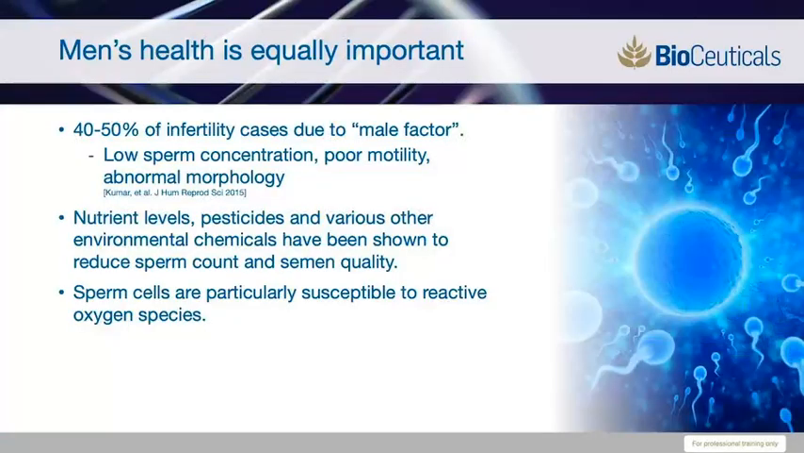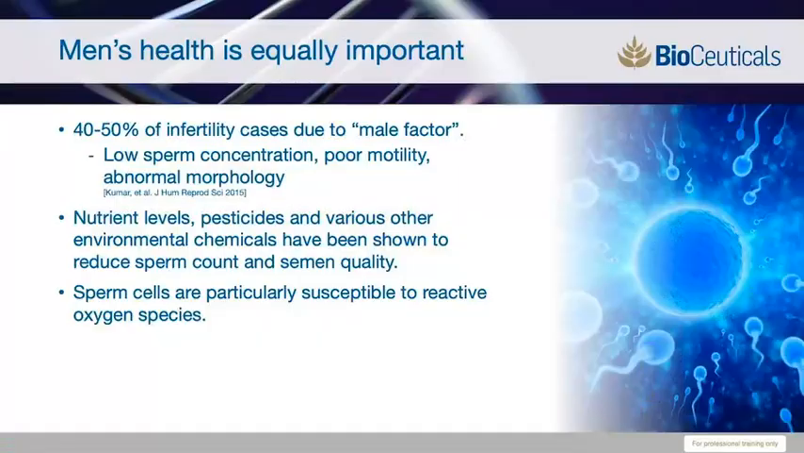Doesn't sound too good, does it? People are leaving pregnancy till later, and men are basically providing not very good samples anymore. So 40 to 50% of infertility cases are due to male factor. And this is usually due to low sperm concentration, poor motility and abnormal morphology. So they're not swimming properly, there's not enough of the sperm cells, or there are issues, it has multiple heads, or there's problems with that morphology.